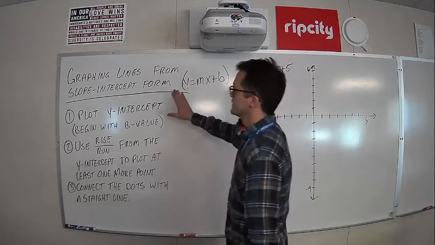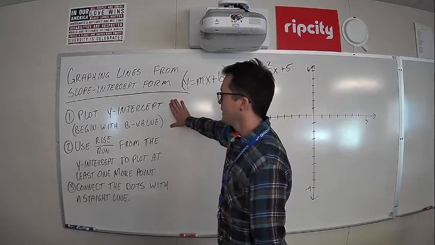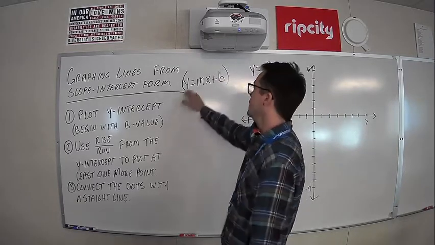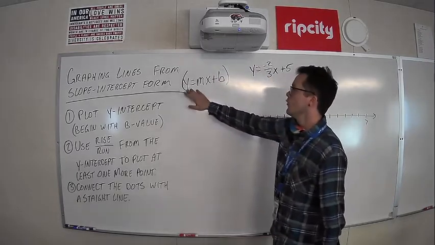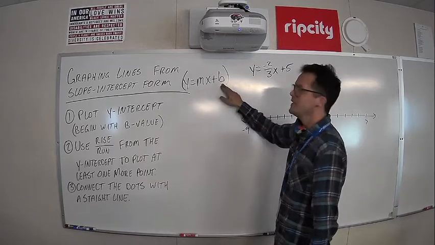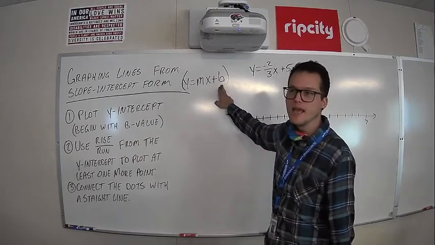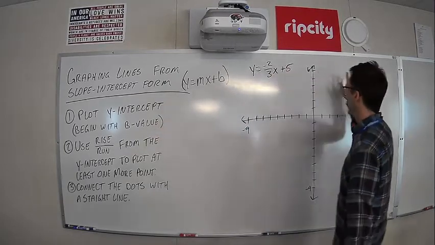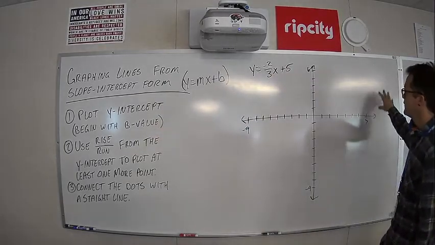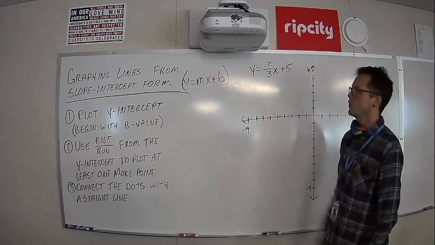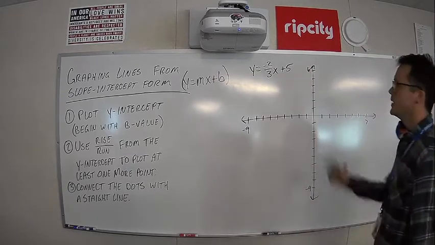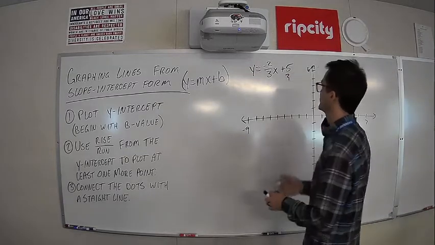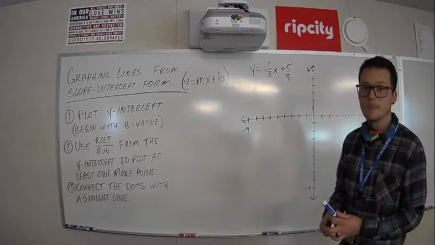The first one says, step number 1, plot the y-intercept, and then maybe a friendly reminder here, begin with the b value. We know that these equations come in the form of y equals mx plus b. B is the constant all by itself at the end, so begin with the b value. So here we go. Here's a very perfect graph, and here's the equation that we are going to graph here. If we're going to begin with the b value, that of course is this number that's all by itself, 5 in this case. So we're going to plot that.